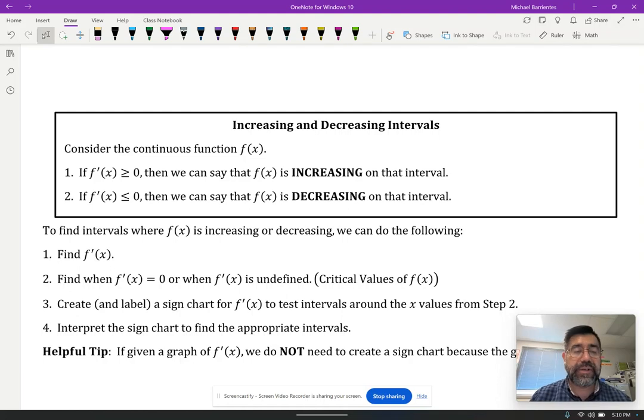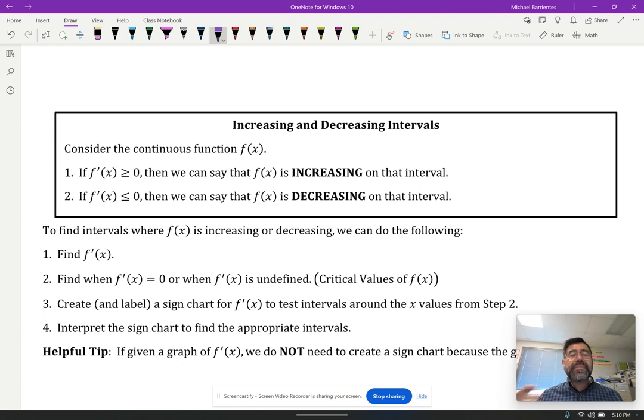So here's the big idea that you need to walk away with whenever you're looking for intervals where a function is increasing or decreasing. If we have a continuous function, again, there's a condition. If we have the continuous function, then if the derivative of the function is greater than or equal to 0, then we're going to say that the function is increasing. If the slope is positive, then the function is increasing. Or if f prime of x is less than or equal to 0, then we're going to say that the function is decreasing. Again, if the slope is negative, then my function is decreasing.